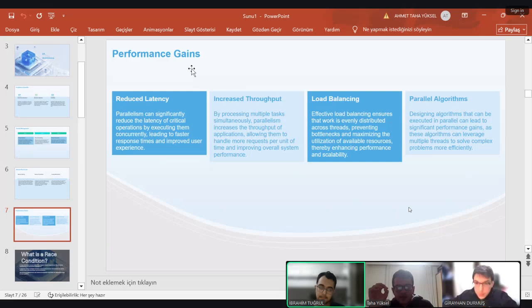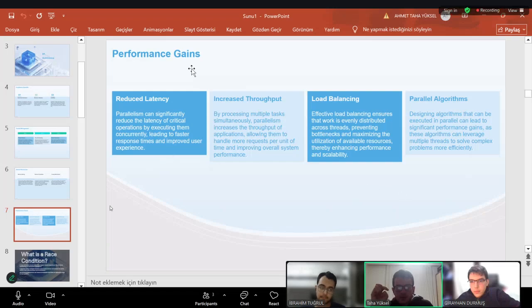Effective load balancing. You can mute your microphone, Giray. There are a lot of sounds. Load balancing. It's not my microphone.